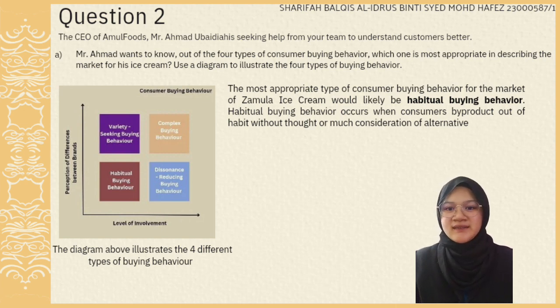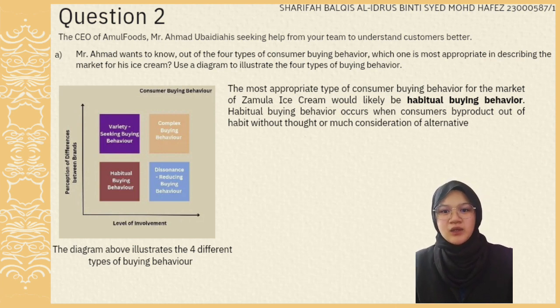Third, variety-seeking buying behavior. Here, consumers have low involvement but perceive significant differences among brands. They switch between brands to experience variety in the products available. Lastly, habitual buying behavior. This occurs when consumers have low involvement and perceive little difference among brands. Purchases are made out of habit without extensive thought or consideration.